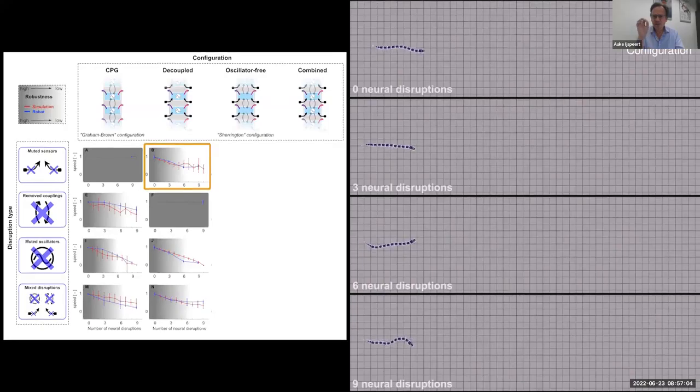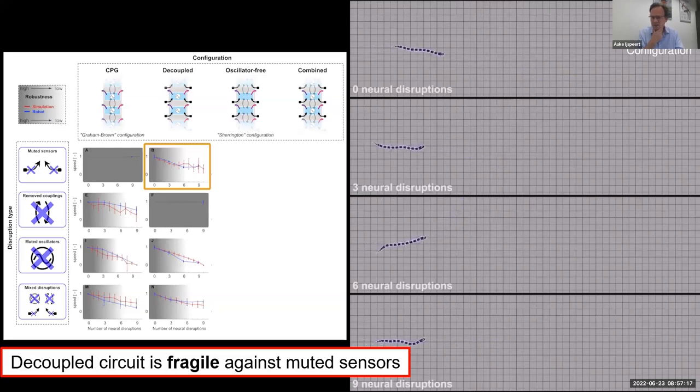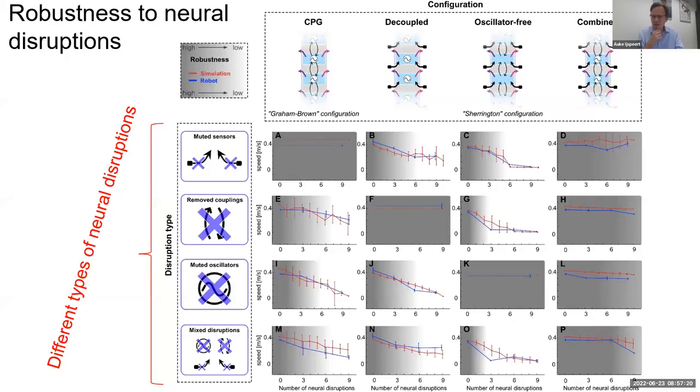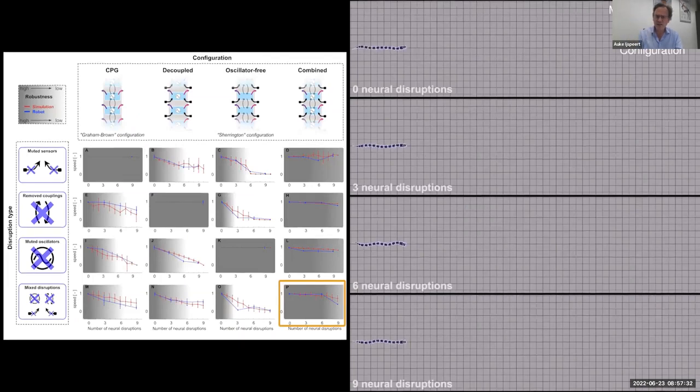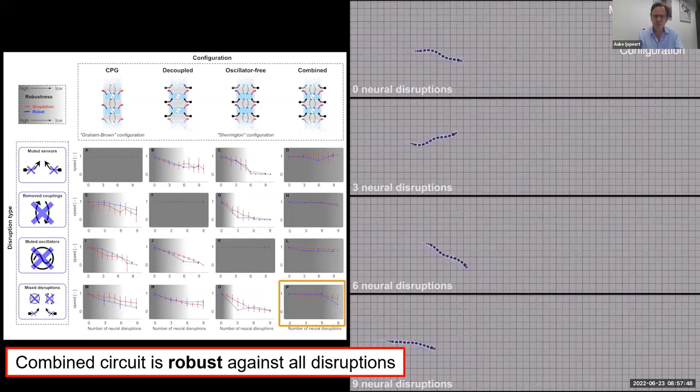The same thing, I go a bit fast, but if you remove the sensory signals in the purely decoupled case, if you remove the signals coming from the sensors, here again you become very fragile against muted sensors. But if you put everything together, if you have the combined system, which has the oscillators, the coupling, and the sensors, there you become surprisingly robust. You really can cut the system in many ways, and it's only at extreme levels of disruption that the swimming starts being disrupted. So there's a beautiful redundancy and robustness by having these two systems together. The whole system is much more robust against perturbations.